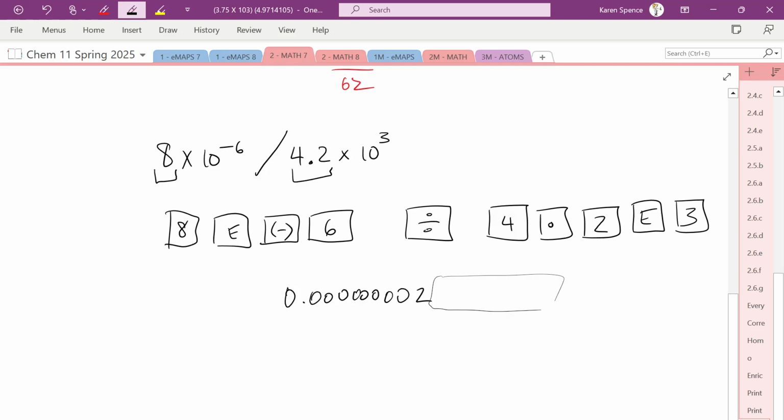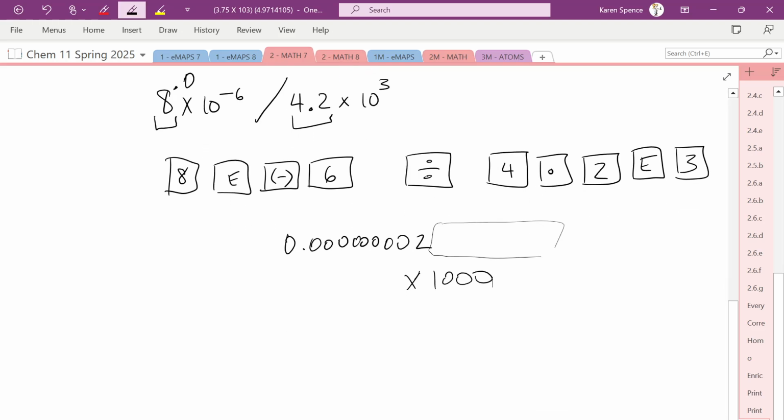But if I don't know on my calculator, well, in this case, it doesn't matter. I only need 1 sig fig. But let's say this was 8.0 and I needed that second digit. I could, if I wanted to, multiply by 1,000. If I do that, all of a sudden my calculator now says 0.000001905. So it is showing me that I didn't really have a 2 here. I really had a 1905.